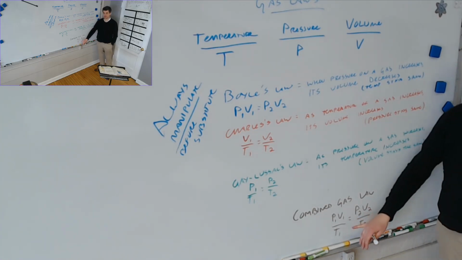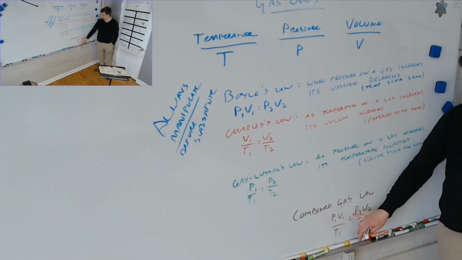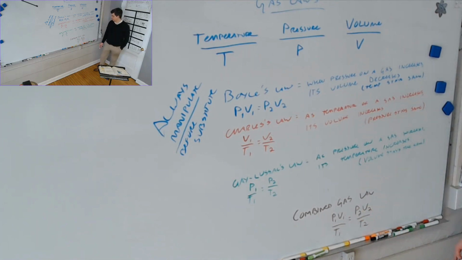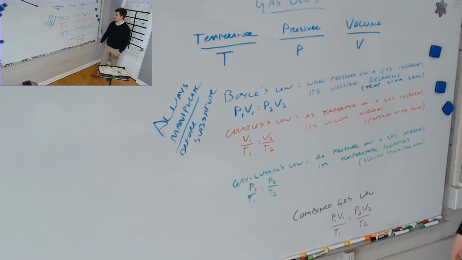Like if you have a question that doesn't have volume anywhere in it, you just don't write the volume down. The equation is P1V1 over T1 equals P2V2 over T2. You still do have to memorize which law is which as far as their name and what they do, because there are conceptual questions on the test like that.